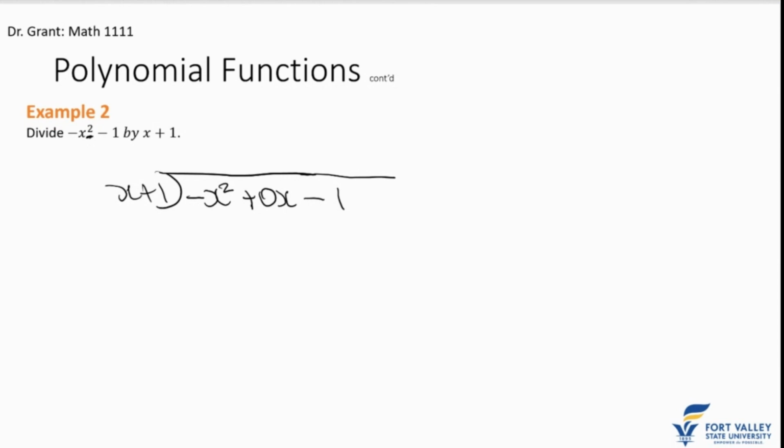And then we just divide. So negative x squared divided by x will give me a negative x. Negative x times x will give me negative x squared. Negative x times negative 1, that's going to give me just positive x.